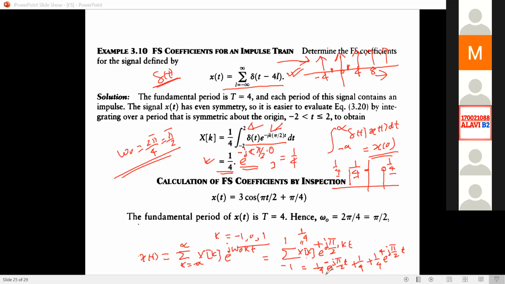Now, can you combine these two terms? Yes, sir, by a cosine term. Cosine term. So your x(t) can now be 1 divided by 4 plus half cosine pi divided by 2 t, isn't it?